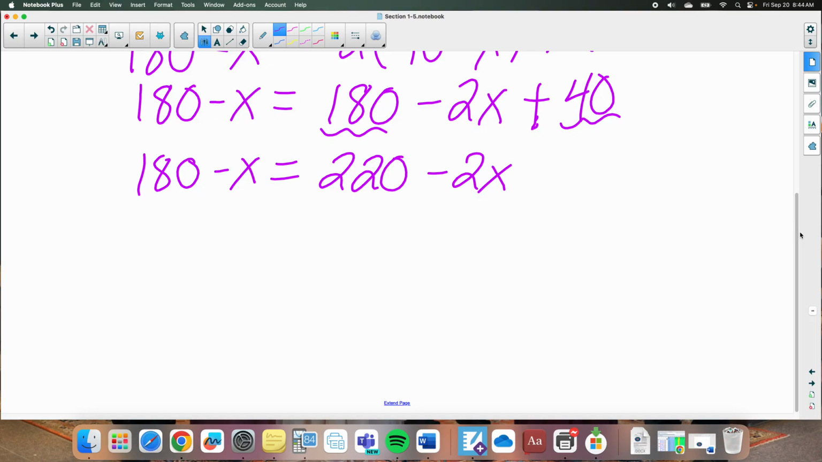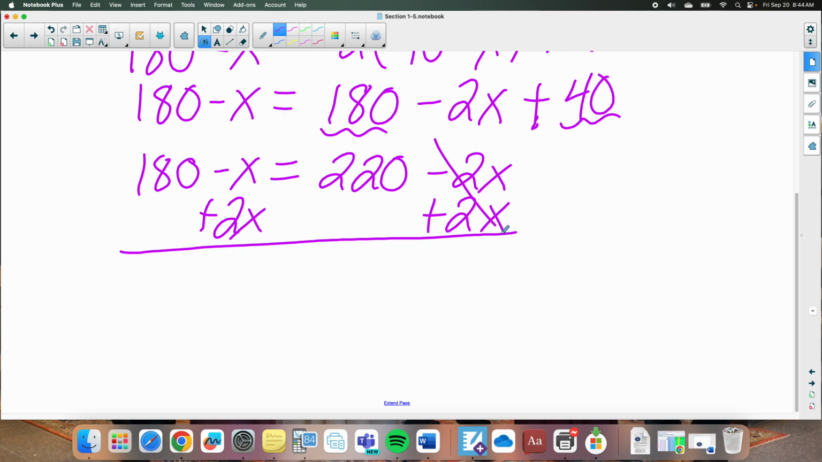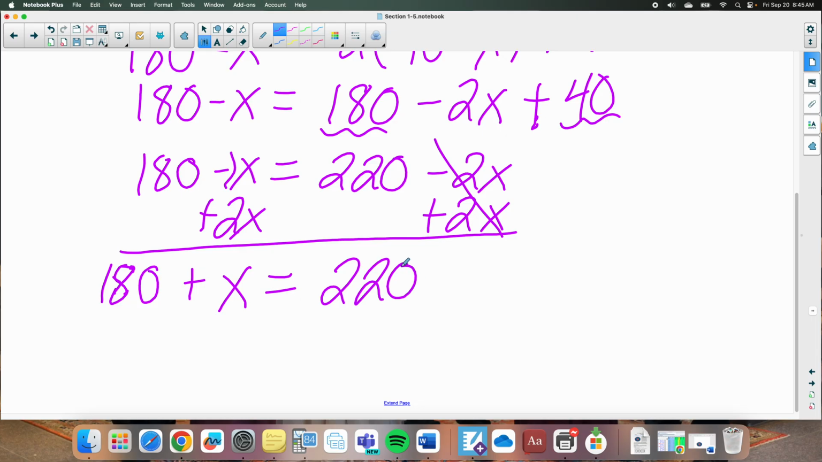And now what I'm gonna do is bring my X's to one side. I always bring my smallest X to the other side. Do you guys get a -2 is smaller than -1? So I'm gonna bring the -2X over to the left by adding it. Okay, I still have my 180. What is -1X plus 2X? -1 plus 2 is just 1, right? So it'd be plus X. -1 plus 2 is 1, so it'd be plus X. And that's gonna equal 220, okay?